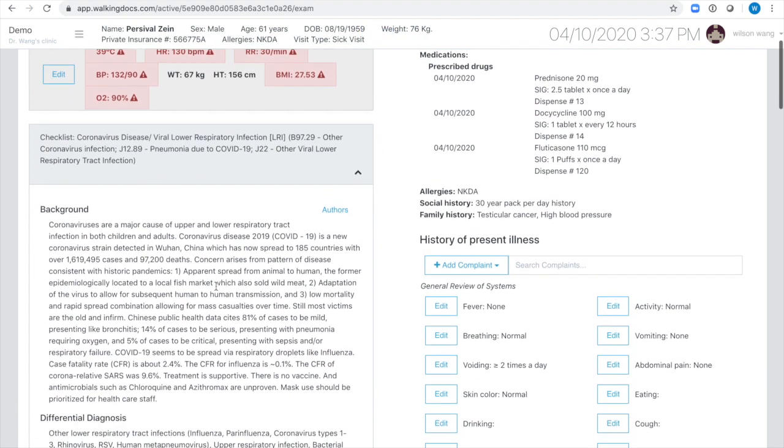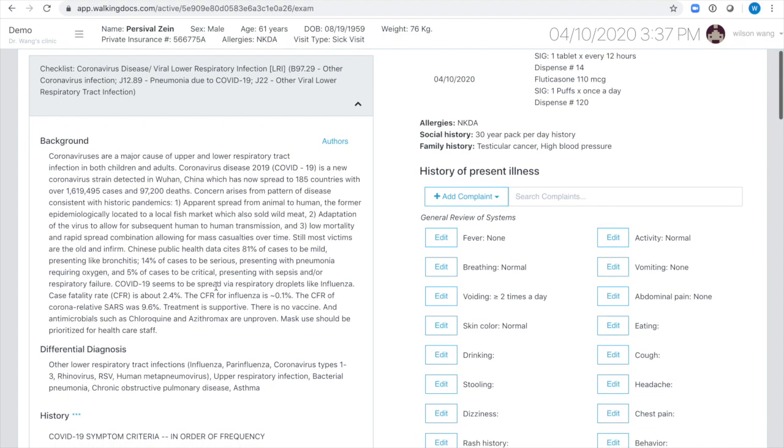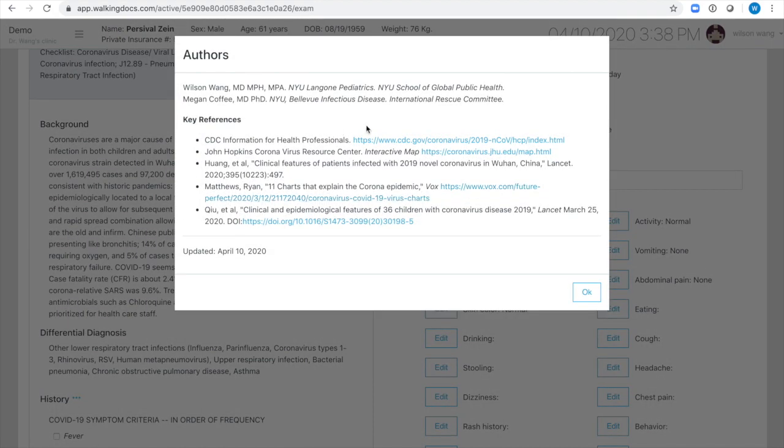The structure of the COVID-19 checklist is similar to most other WD checklists. The checklist begins with a reference to its authors and the literature that supports the checklist content. Let's look at this by clicking here. Here you see the authors of the checklist. On the bottom, this was last updated April 10th, 2020.